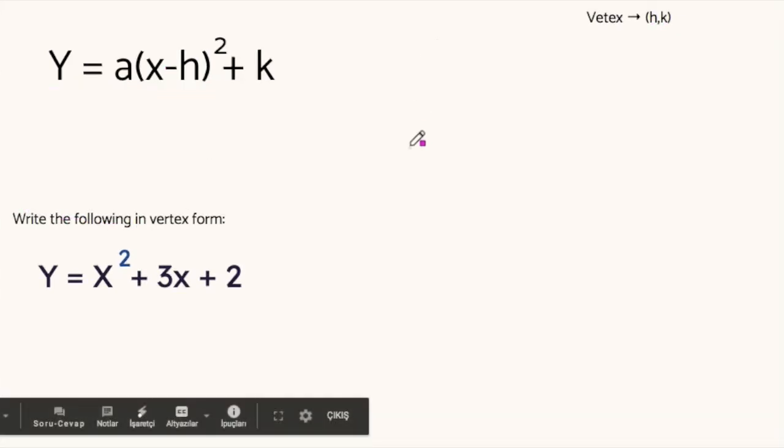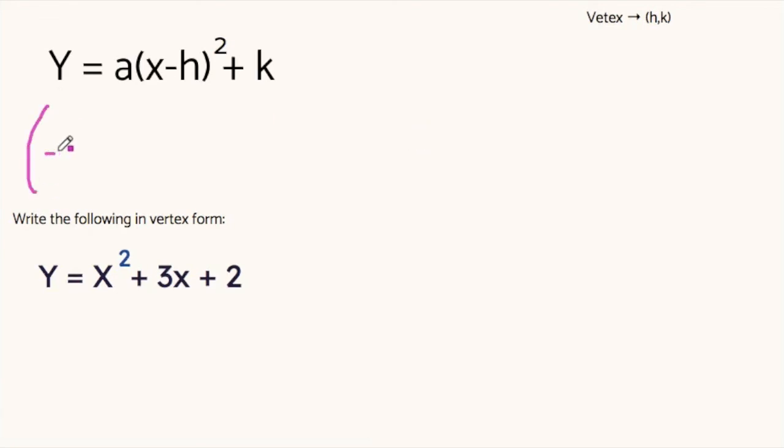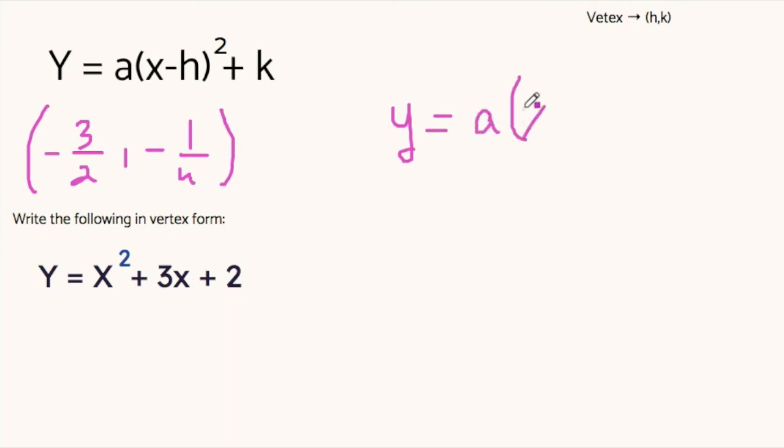Now let's rewrite what we found. We found that the vertex was negative 3 over 2 and negative 1 over 4. And the equation we got was y equals a times (x plus 3 over 2) squared minus 1 over 4. And we're trying to find a. Now, you would think there are two ways we can do this. You would think that maybe we can put the vertex in, negative 3 over 2 and negative 1 over 4, plug those in for x and y, and solve for a.